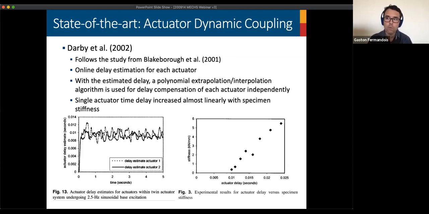The other thing that was observed in this paper was that the time delay increased as a function of the specimen stiffness. So not only do we have a coupling because of the actuators that are basically battling each other in order to move the prescribed displacement, but the specimen stiffness also plays a quite important role in this estimation.